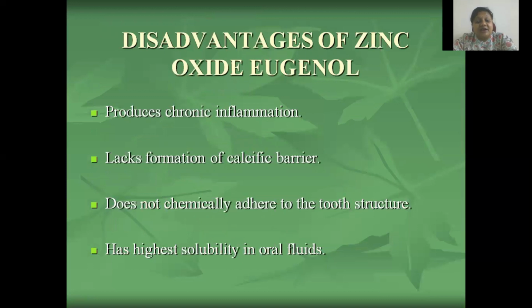What are the disadvantages of zinc oxide eugenol? It produces chronic inflammation, it lacks the formation of a calcific barrier, it does not adhere to the tooth structure, and it has the highest solubility in oral fluids.